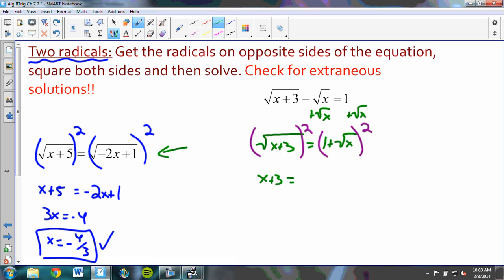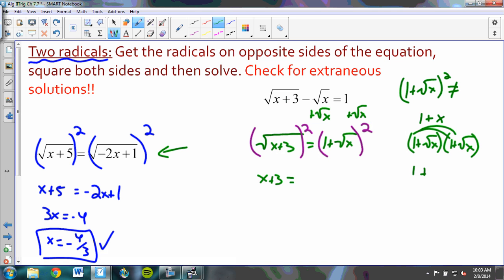And remember, 1 plus the square root of x, squared, is not 1 plus x. Because you have to do 1 plus the square root of x times 1 plus the square root of x. It's going to come out to 1 plus root x plus root x plus x, because the square root of x times the square root of x is x. So it's 1 plus 2 root x plus x.